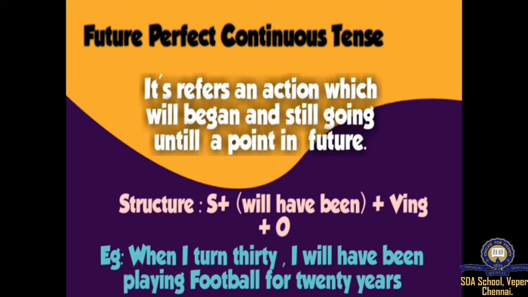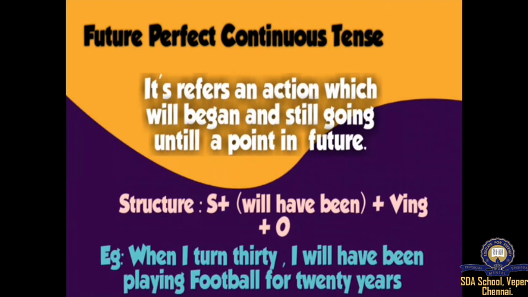Let's see the example. When I turn 30, I will have been playing football for 20 years. Here, in this example, the statement gives more importance to the duration. That is, for 20 years. And also, students, remember the important key verb will have been. Therefore, it's called future perfect continuous tense.